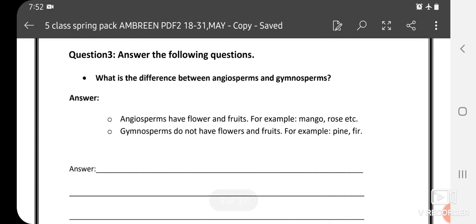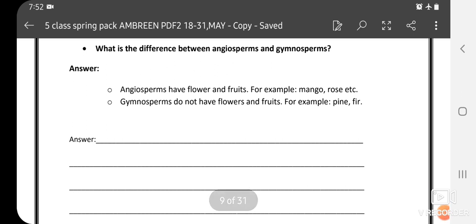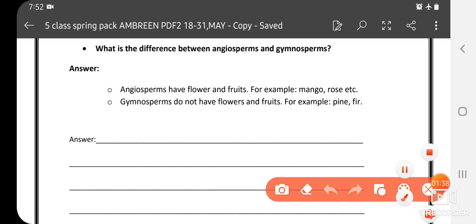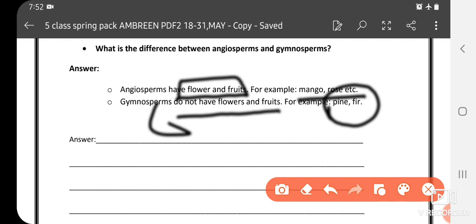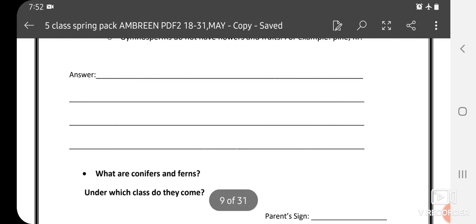Okay, next are the questions. What is the difference between angiosperms and gymnosperms? The answer is angiosperms have flowers and fruits, for example mango, rose. The gymnosperms do not have flowers and fruits, for example pine and fir. Instead, the gymnosperms have cones.